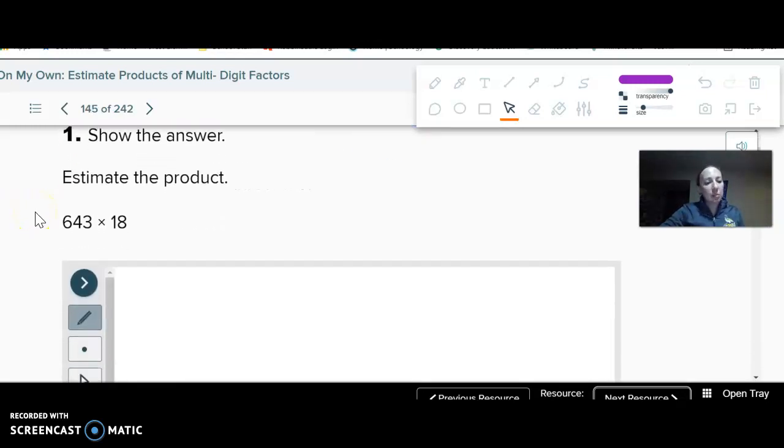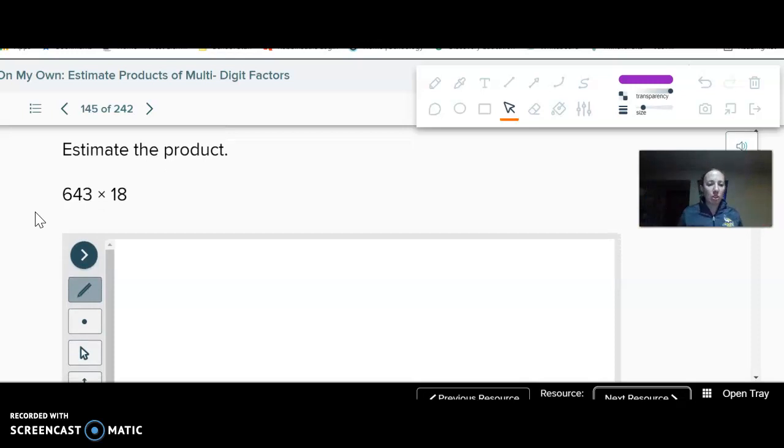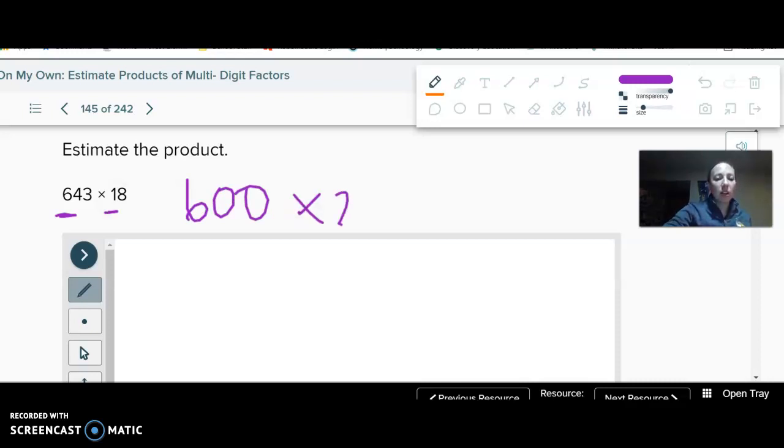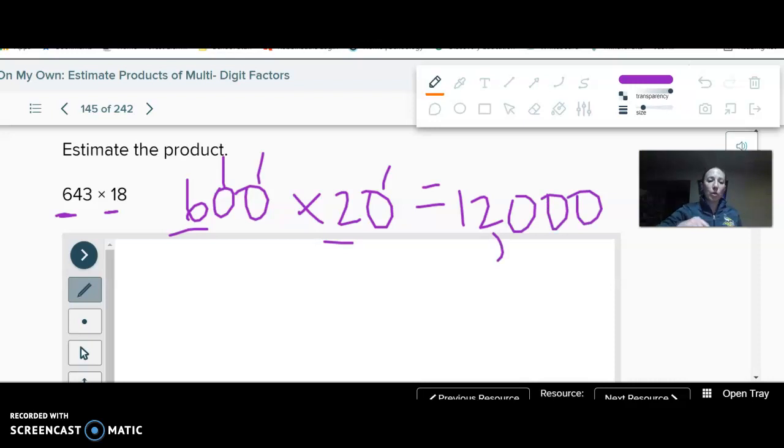So go ahead, estimate the product 643 times 18. Again, don't find the actual, just estimate. All right. Now, obviously, you have to choose from one of the options I gave you. There's other ways to round, as we just said, but I just went with rounding to that first place. So round that to the hundreds place, so I get 600. Round that to the tens place, I get 20. 6 times 2 is 12. 1, 2, 3 zeros. So I get 12,000.